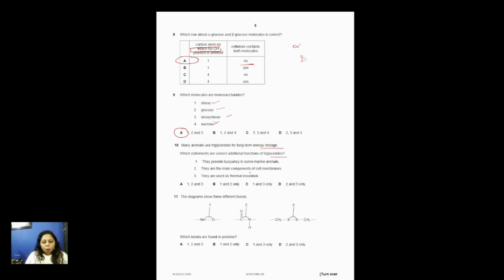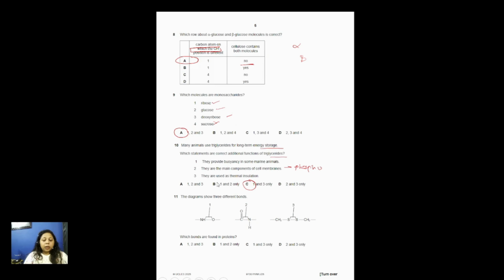They are the main components of the cell membrane? No, they are part of the cell membrane, but the main component is phospholipid. So both the phosphate group and the lipid group play an important role. They're used in thermal insulation, definitely, if the layer is present. So the answer is 1 and 3 only.